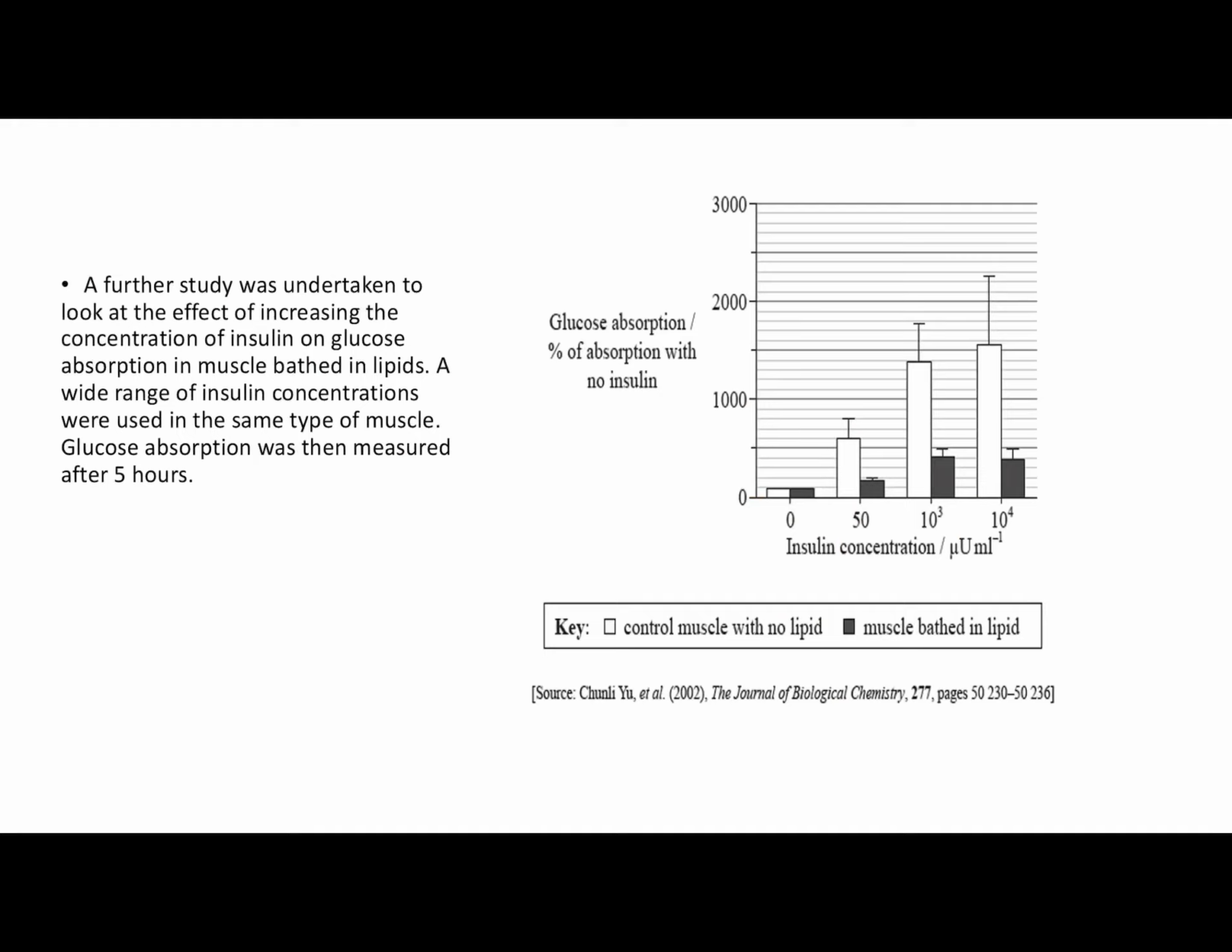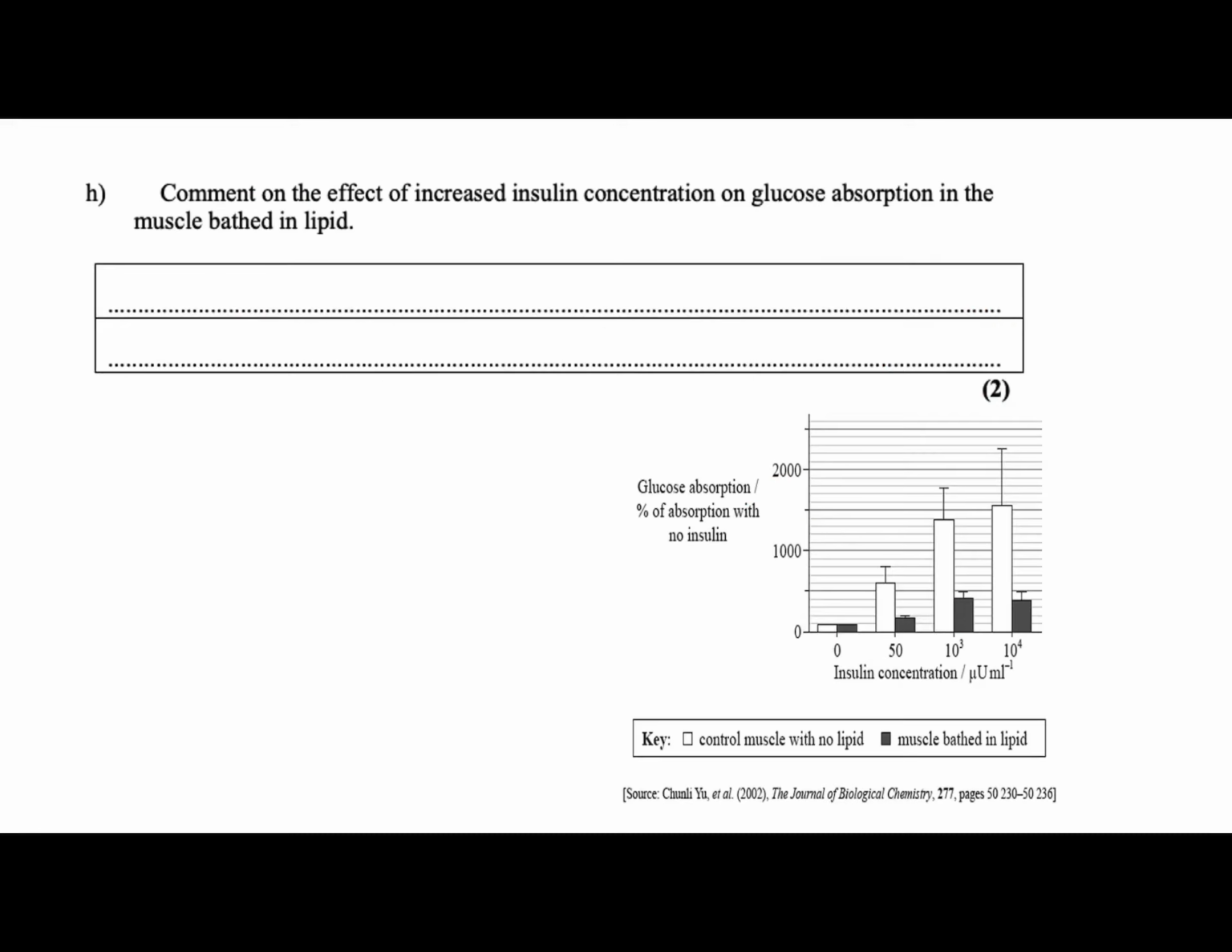Now, for the further study, there's another graph. The further study looked at the effect of increased concentration of insulin on glucose absorption of muscle bathed in lipids. After 5 hours, the readings are taken. So control muscles with no lipids is this, muscles bathed in lipid is this. The initial is the same, but when you see insulin concentration increasing, the absorption of glucose in control increases, and in muscles bathed in lipids it increases as well, but not significantly. So this is the information we get from the graph.